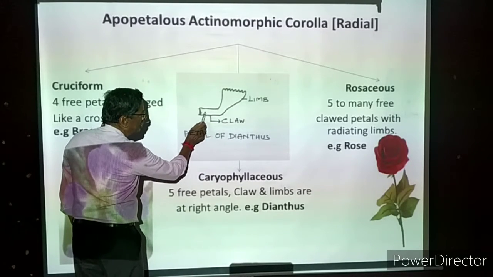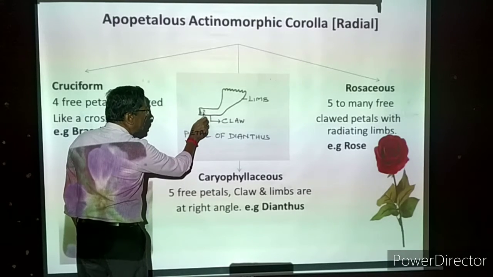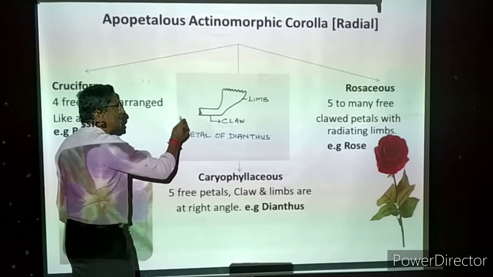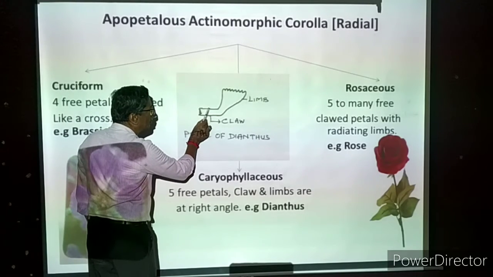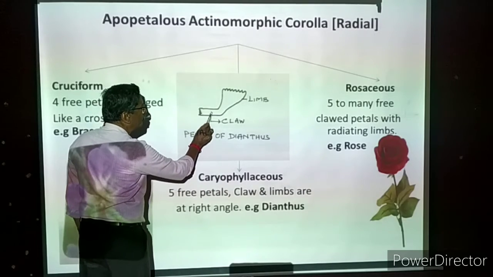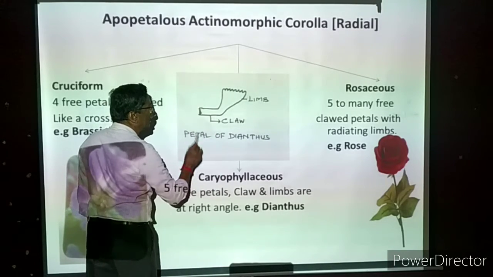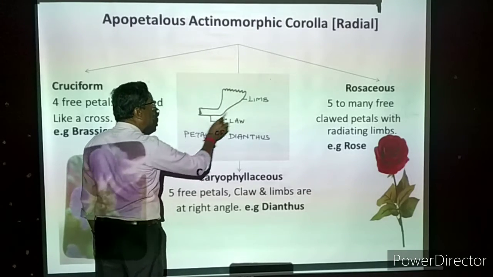Then the bottom of the petal, it may be long or short, but it will be a very narrow region. This part only will be attached with the thalamus. So this narrow bottom portion of the petal is called a claw. So claw is the bottom part, limb is the upper broad portion.